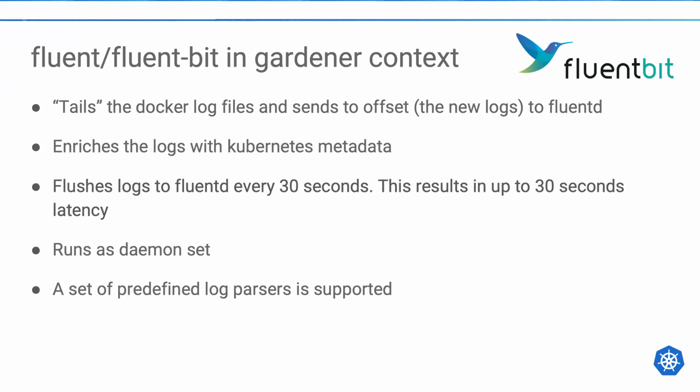Here, for Fluentbit in the Gardener context, it's worth mentioning the log parsers. The guys here made parsers, and now it is possible to filter logs by severity, process ID, or source file name. And I hope we'll see it in the demo.